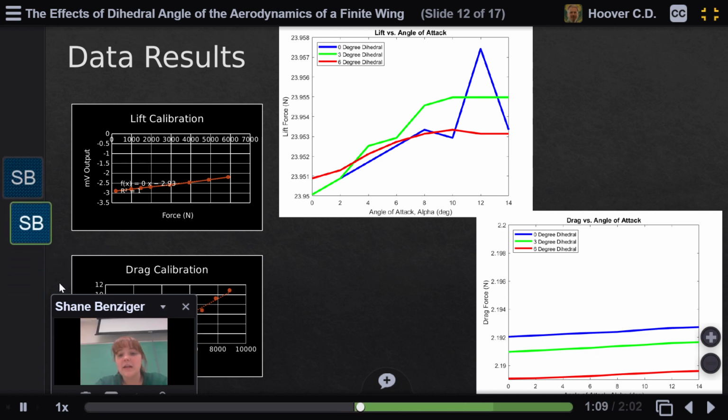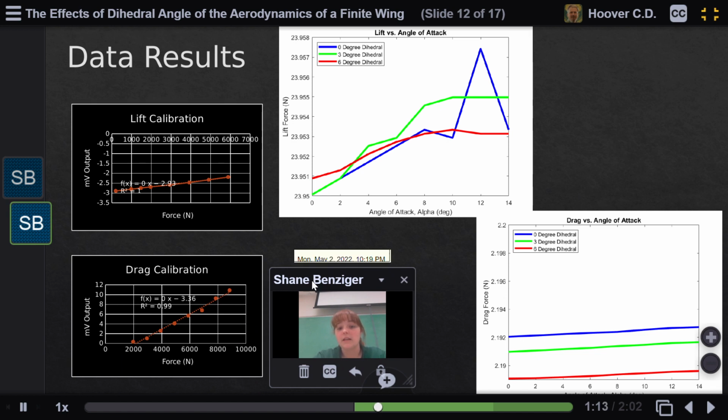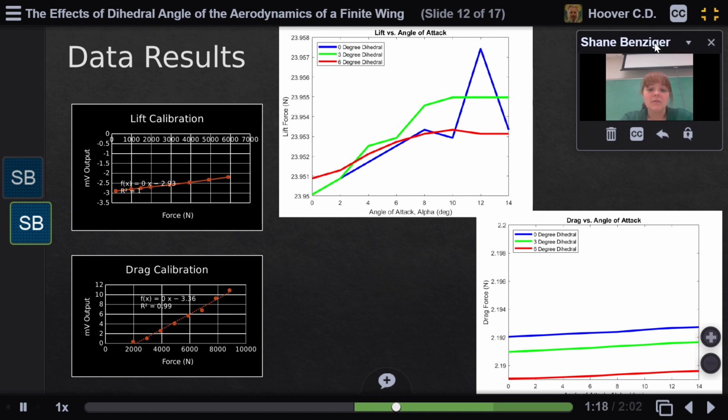The group had to first create calibration curves to fit our data to. We did this by loading the force balance with known masses and recording the millivoltage output. Then we could fit our data to the curve. LabVIEW outputs a millivoltage, which we could then convert to a Newton based on the calibration curve.